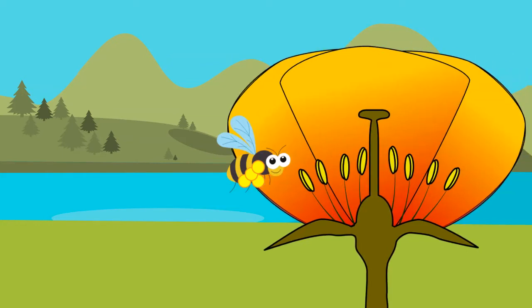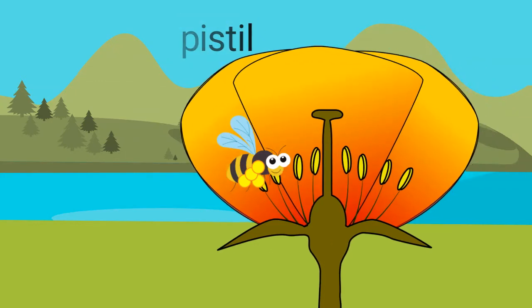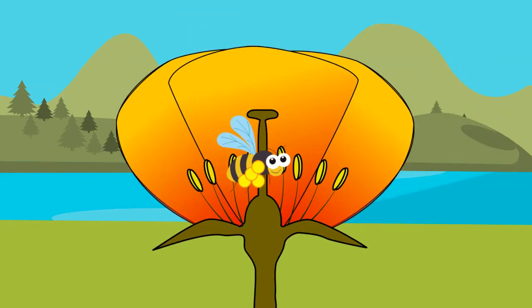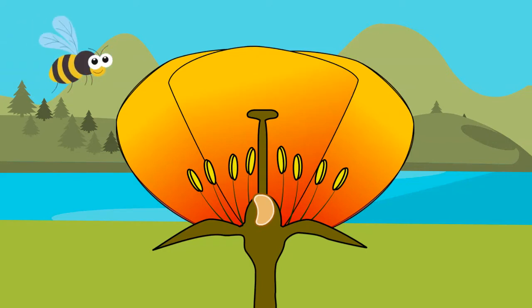Flowers have another part called the pistil. Can you say pistil? The pistil collects pollen from other flowers to make seeds. As the bee visits the next flower, the pollen that is on the bee rubs off onto the pistil. The pistil takes this pollen and makes seeds. If it wasn't for pollinators, like this bee, flowers wouldn't be able to make seeds. Pollinators are super helpful.